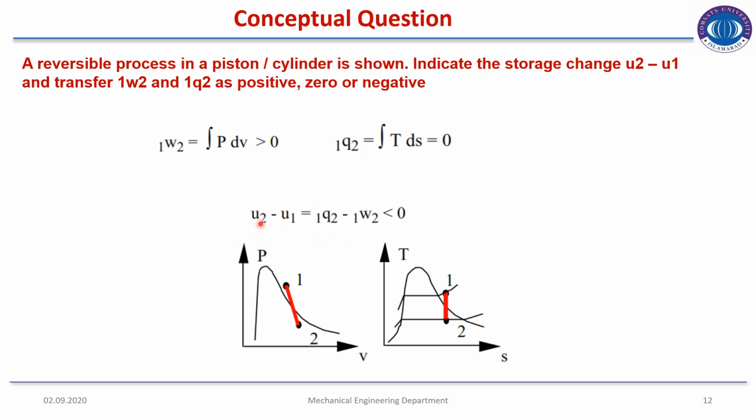To calculate U2 minus U1, we use the first law of thermodynamics. By the energy equation, U2 minus U1 is equal to Q1 to 2 minus W1 to 2. As Q1 to 2 is 0 and W1 to 2 is positive, when it is multiplied with the minus sign, the value of U2 minus U1 is less than 0.